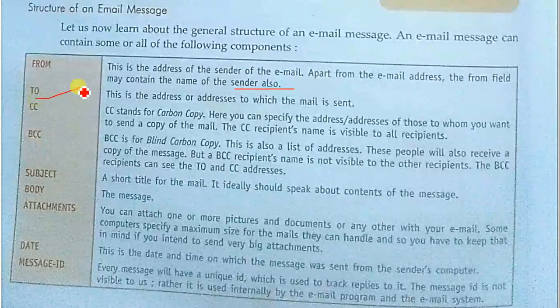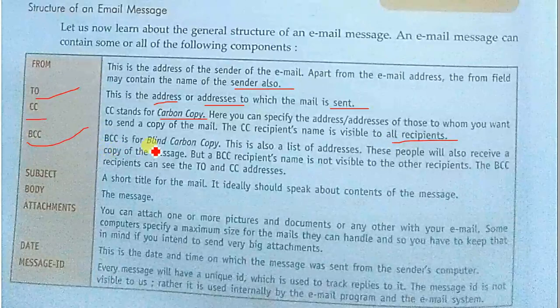To: this is the address or addresses, indicating the email address, user at host name, to which the email is sent. Now CC. CC stands for carbon copy. Here you can specify the address or addresses of those to whom you want to send a copy of the mail. The CC recipients' names are visible to all recipients.